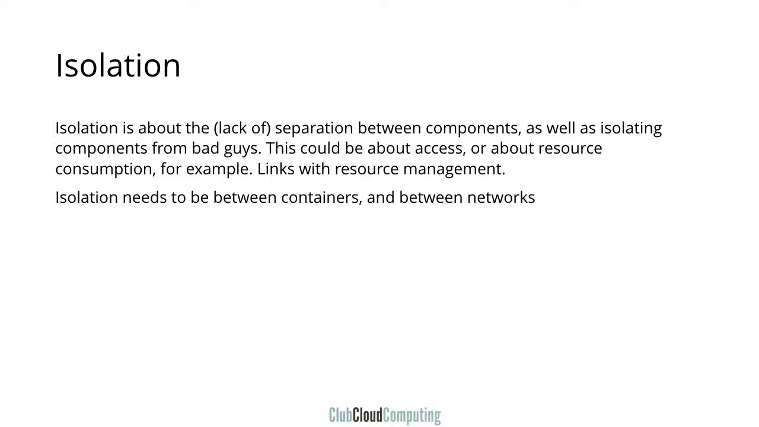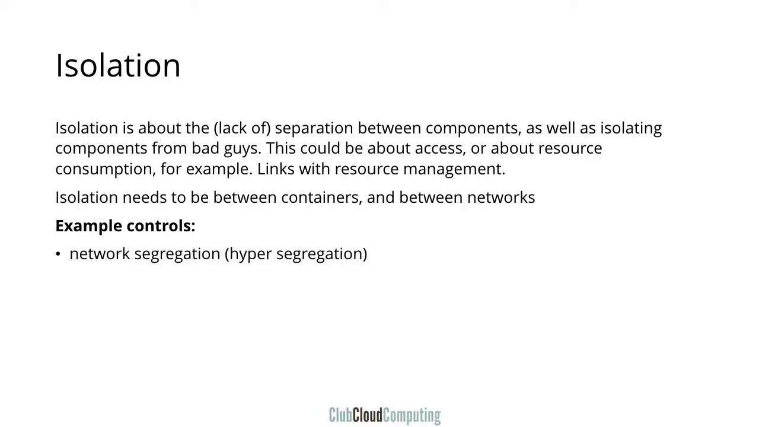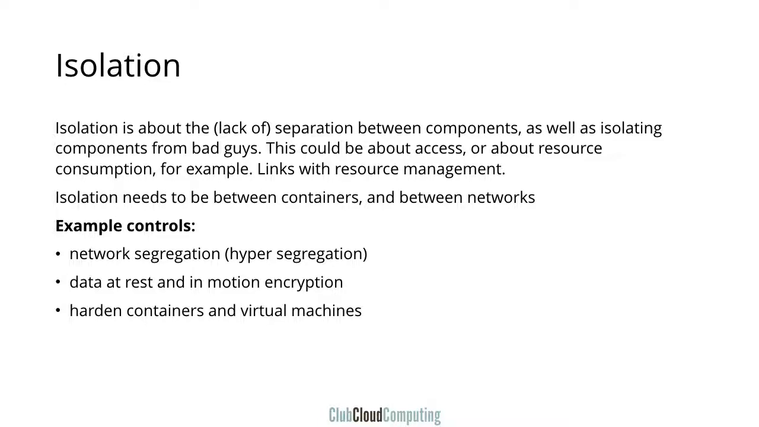The isolation is between containers as well as between networks, so it works on many layers. Again, controls: network segregation, as in hypersegregation, operate the entire architecture on a need-to-know basis. If two containers don't need to talk to each other, it should be impossible. You have your encryption that isolates data. You have to harden the machines, both the containers and the physical and the virtual machines on which that runs, to isolate that from vulnerabilities.